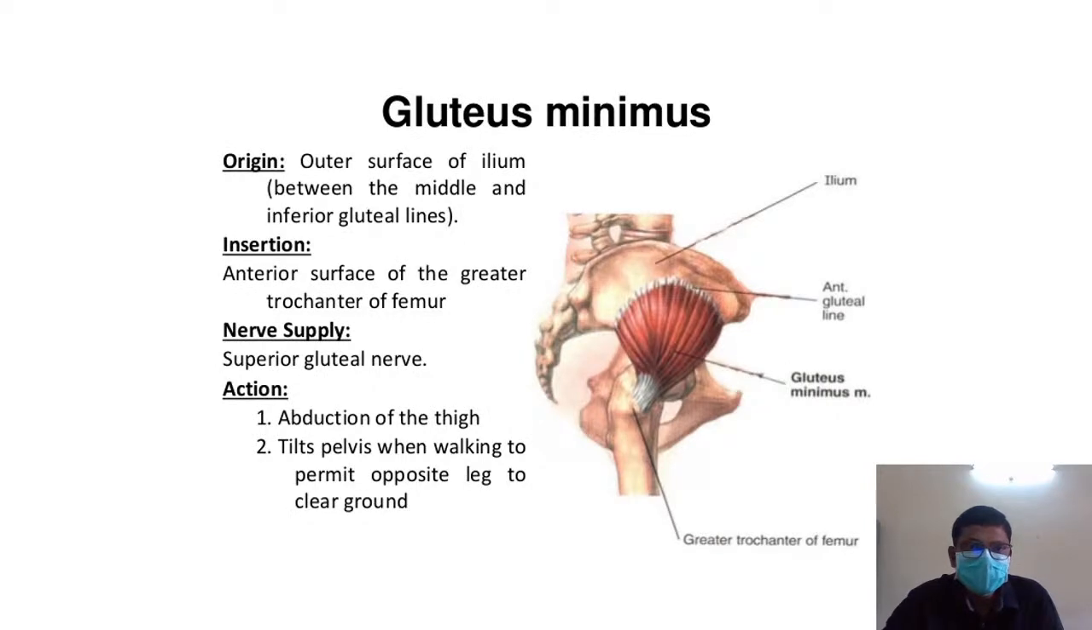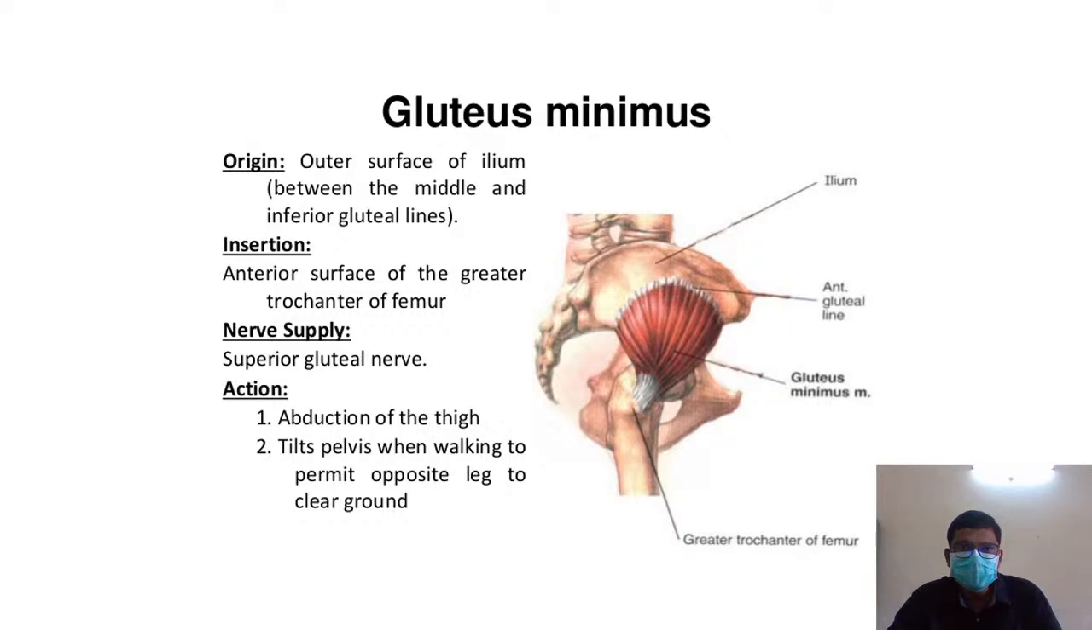Coming to the gluteus minimus, it takes its origin from the outer surface of the ilium, between the middle and the inferior gluteal lines. You can see this one. And it is inserted over the anterior surface of the greater trochanter of the femur, while the gluteus medius was inserted over the lateral surface of the greater trochanter, but this gluteus minimus is inserted over the anterior surface of the greater trochanter.